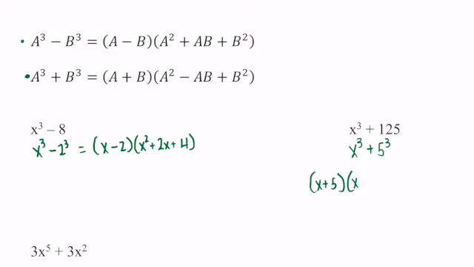our first one squared is x squared. Notice then we have minus ab in our formula. So it'd be minus x times 5. That's minus 5x. And then plus b squared. In this case, 5 squared is 25, like so.